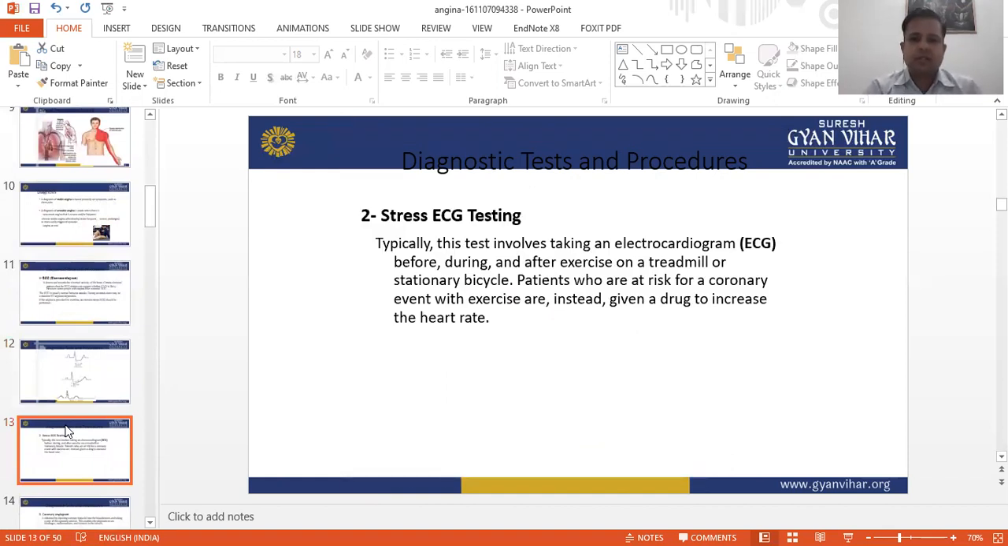The second diagnostic test is stress ECG testing. Typically, this test involves taking an electrocardiogram before, during, and after exercise on a treadmill or stationary bicycle. Patients who are at risk for a coronary event with exercise are instead given a drug to increase the heart rate.